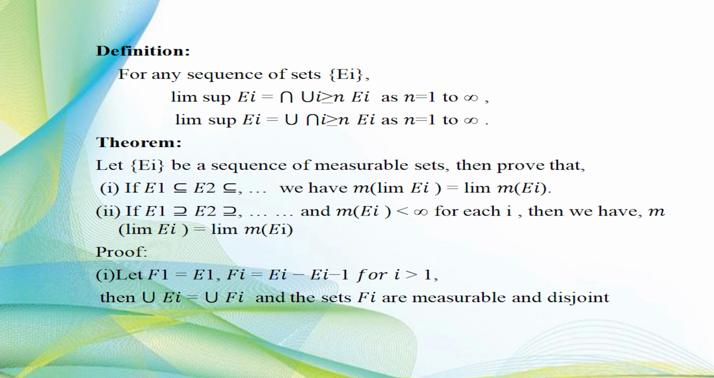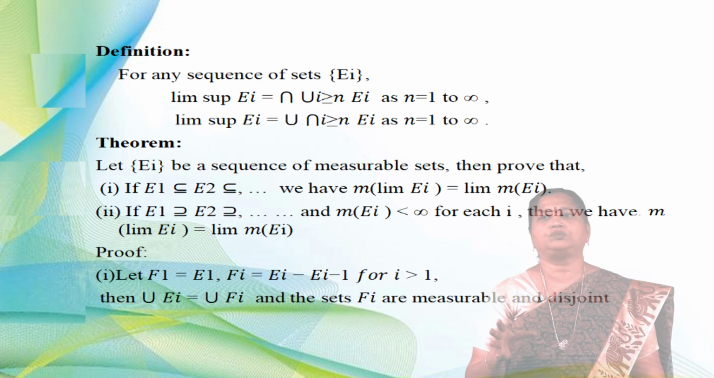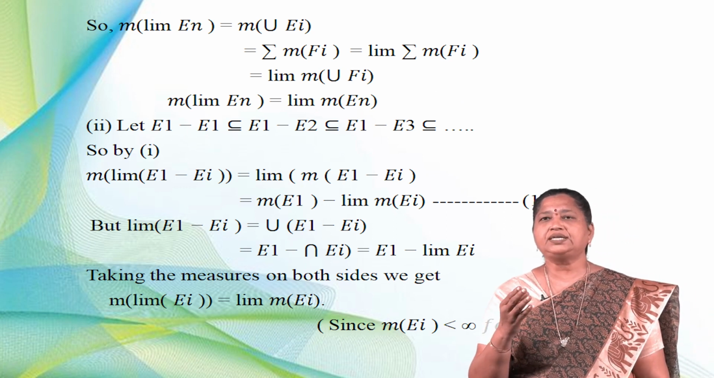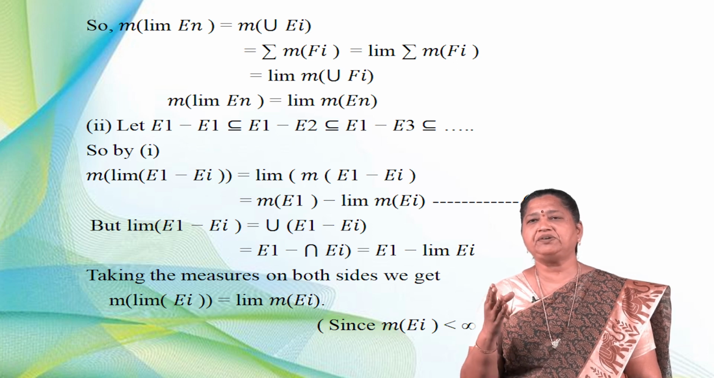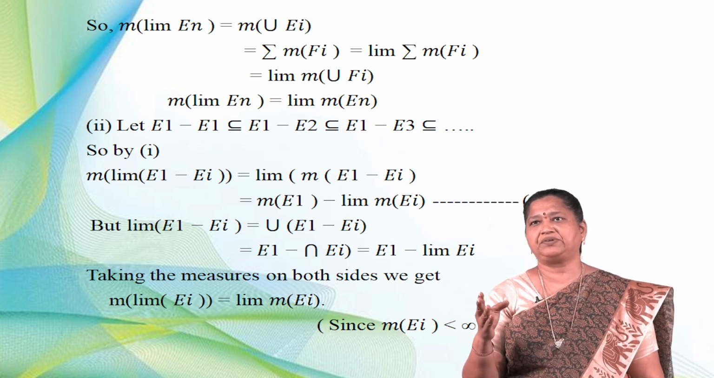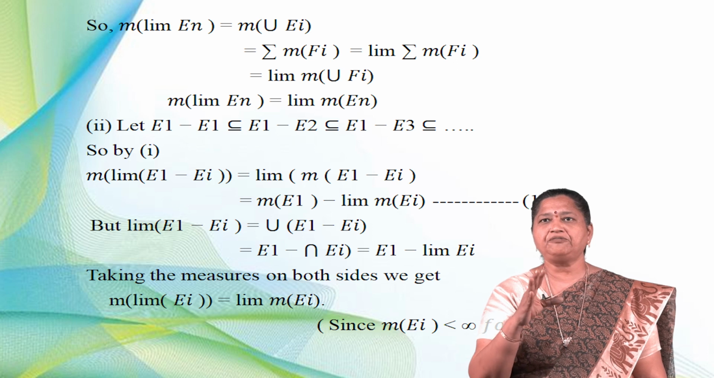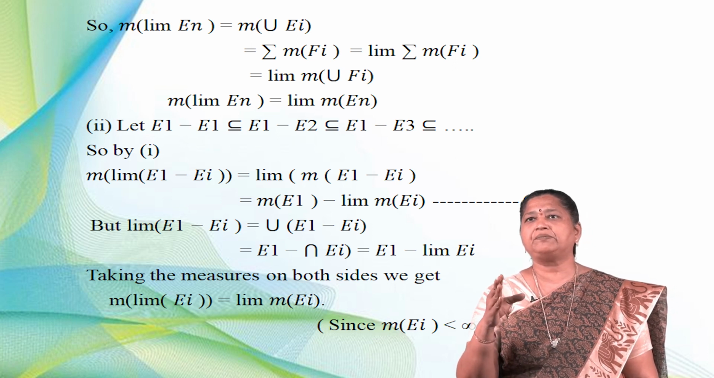The proof is: let us take F1 equal to E1 and Fi equal to Ei minus Ei minus 1 for every i greater than 1. From this, the union of Ei is equal to the union of Fi. And the sets Fi are measurable and also disjoint. So m of limit of En is equal to m of union of Ei, that is equal to the summation of m of Fi, which is equal to the limit of the partial sums of m of Fi, that is equal to limit of m of the union of Fi. So m of limit of En equals limit of m of En.